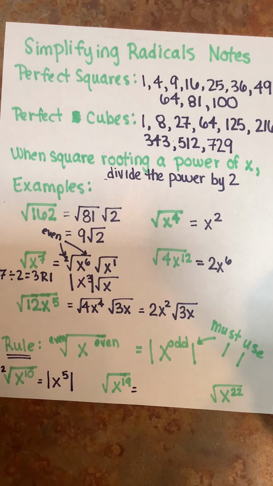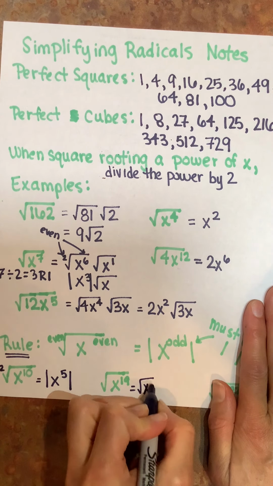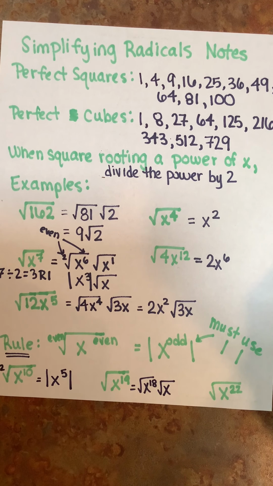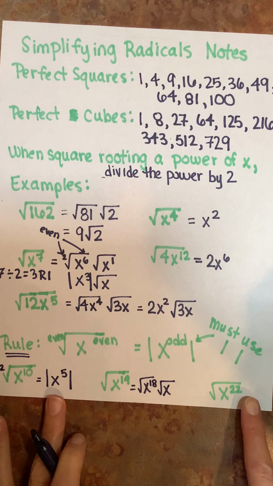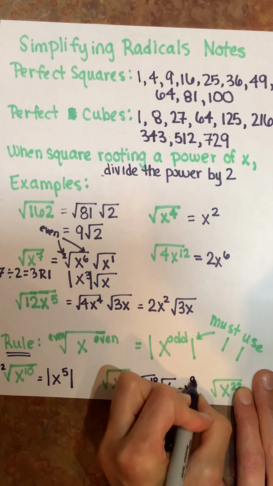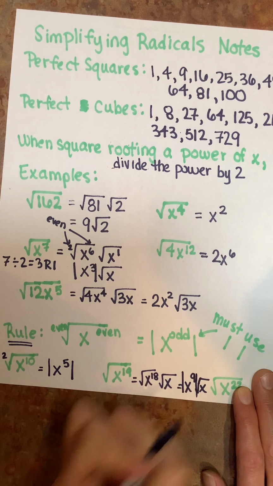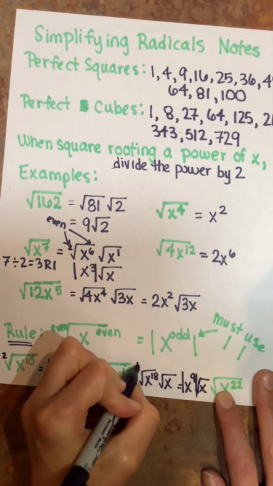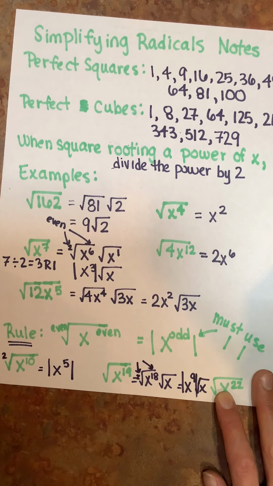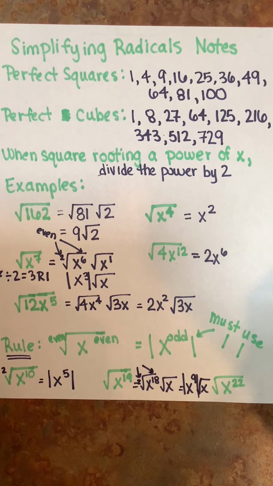X to the 19th. Well, I can't square root that because that's not even, but I can rewrite this as x to the 18th and then an x to the first left over. What is the square root of x to the 18th? X to the 9th. And then that square root x is left over. This guy needs an absolute value because I had an even index here of 2 and an even exponent of 18. And I got an odd power here.